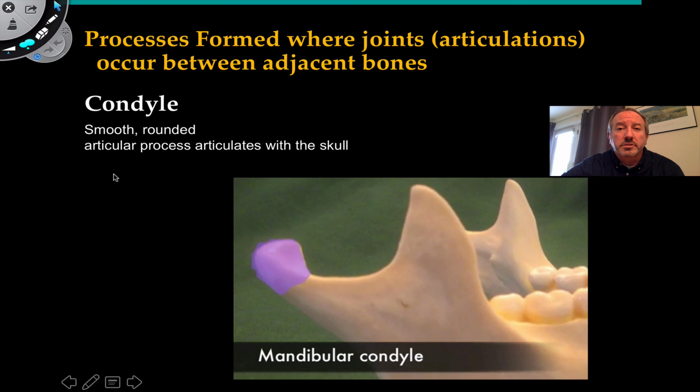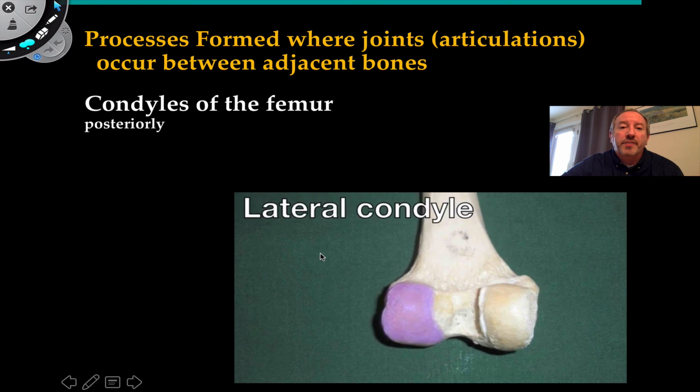Now, condyles are smooth, rounded processes that articulate, and in particular, the mandibular condyle, which is this area right here of your jawbone. So it's a smooth, rounded process. Some of the more famous condyles are the condyles of your femur or your thigh bone, and this is looking posteriorly. Here's the lateral condyle to the side, and this is the medial condyle. So there are these flattened areas right here.